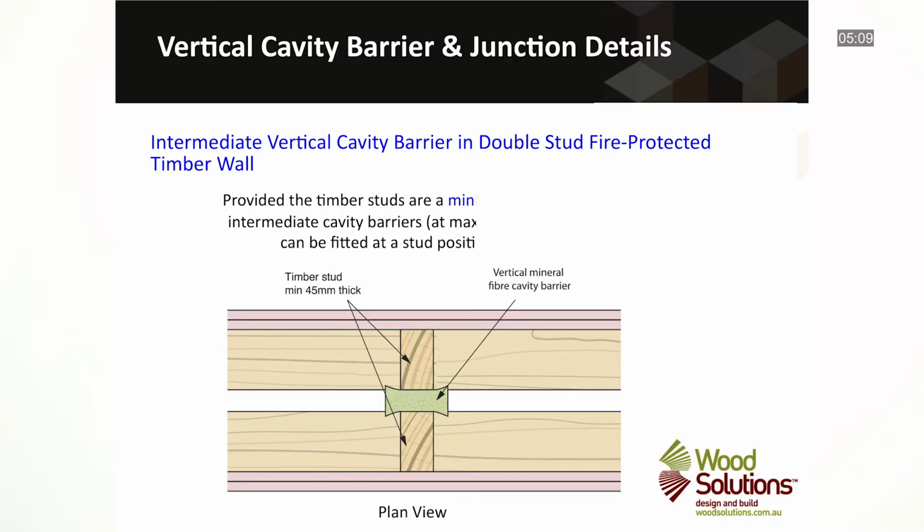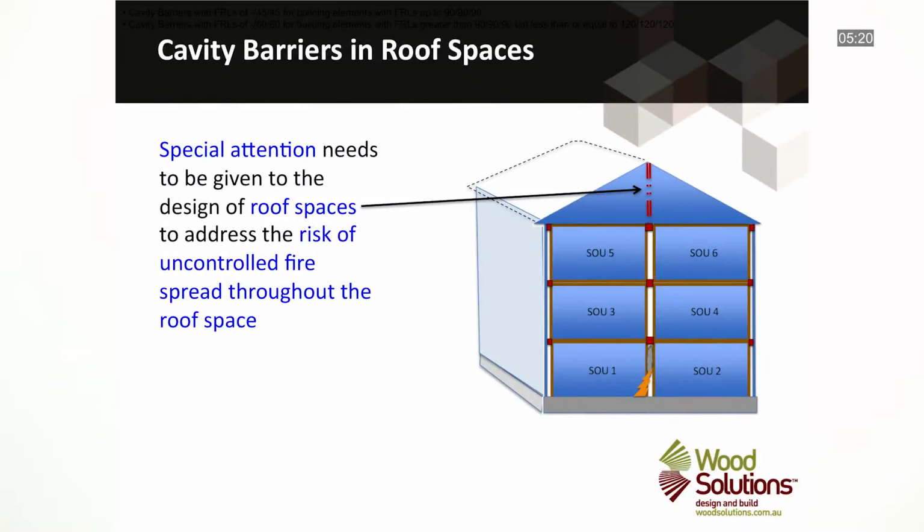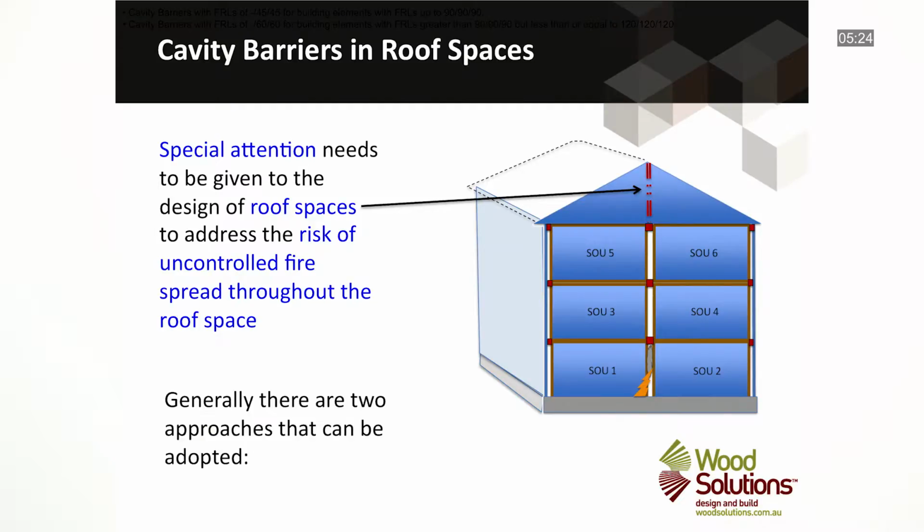Note that timber studs of minimum 45mm thickness also need to be provided to block the cavity and provide support to the mineral fibre cavity barrier as shown. Special attention also needs to be given to the design of roof spaces to address the risk of uncontrolled fire spread throughout the roof space. Generally, there are two approaches that can be adopted.